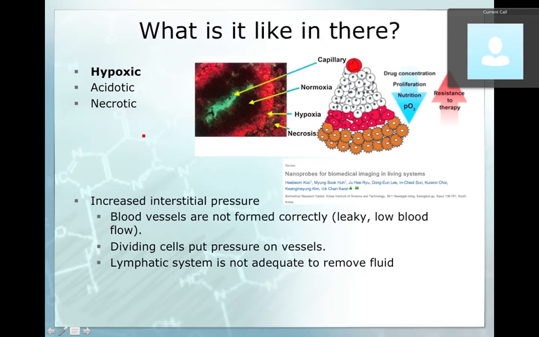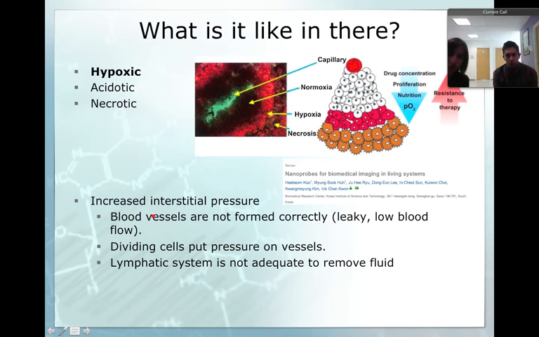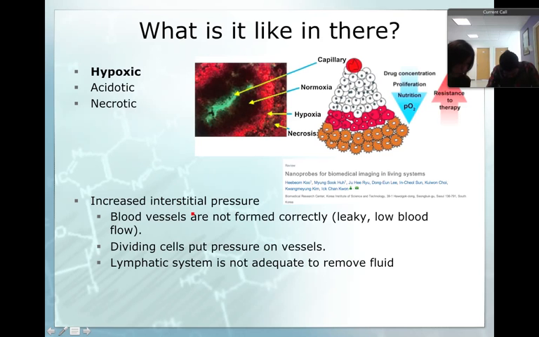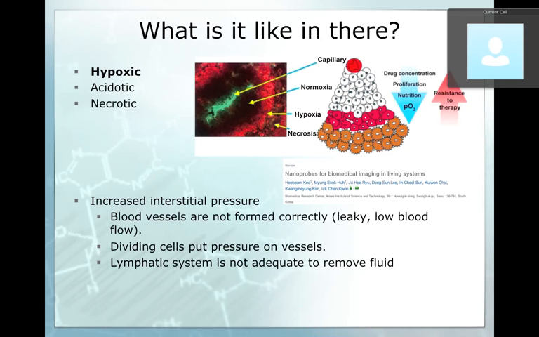Now, what else is going on in there? Because the blood vessels in the tumors are very abnormal, they're leaky, and they don't get really good blood flow because they're very bendy. They twist and turn a lot, so it's hard to get good flow. You have low blood flow, and the dividing cancer cells put pressure on the vessels and squeeze them. So it's very hard to get things in or out of a tumor. So what tends to happen is that the pressure in the area around the tumor goes up. The fluid leaks out, but there's not a way to get rid of it.